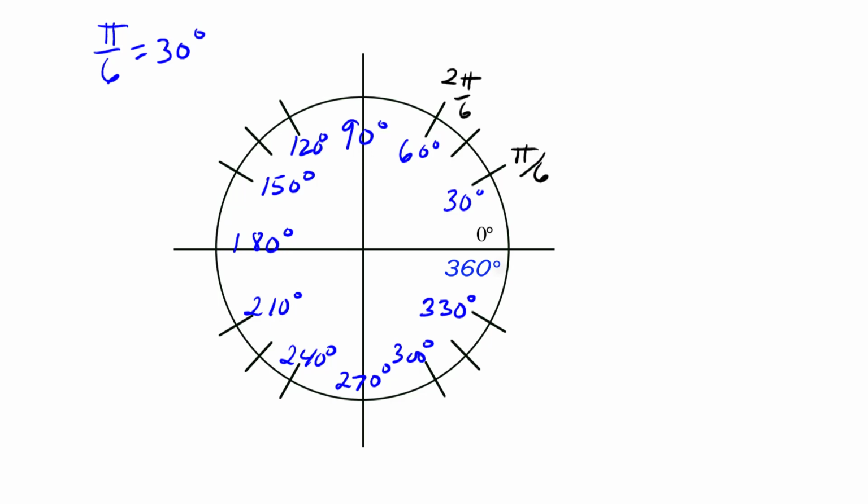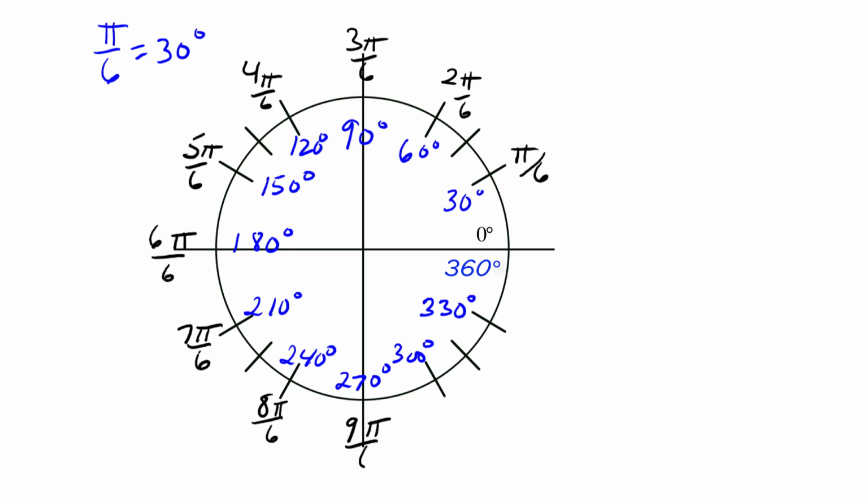Every 30 will count 1 pi over 6, 2 pi over 6, 3 pi over 6, 4 pi over 6. And even when we get to pi, we're going to call it 6 pi over 6. And then 7 pi over 6. You get the idea, 8 pi over 6. You don't need me to say them each and every time. But this is how we can count by pi over 6. Now you'll notice that some of these fractions can be simplified.